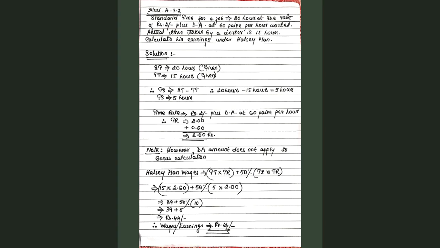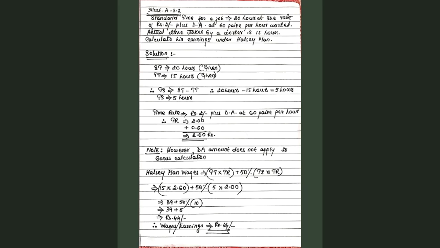Now, DA stands for dearness allowance. This is an allowance which is given by the employer to his employee so that they can meet the cost of increased expenses due to an increase in the cost of living. So, periodically, based upon the increased costs in the economy, the employer may grant a dearness allowance. So, the rate at which the dearness allowance is given is at 60 paise per hour worked.